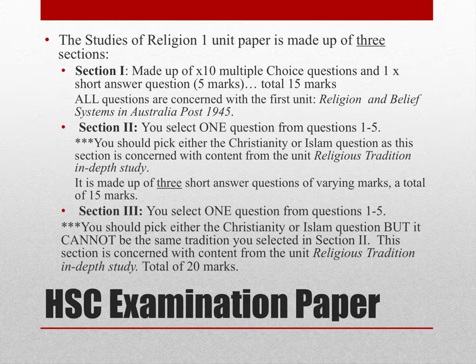Following this is section 3, where you, again, like section 2, select 1 question from questions 1 to 5. Section 3 is an extended response question. Like section 2, you need to pick either Christianity or Islam. Again, disregard the other religious traditions because we have not studied them. You do, however, need to remember that if you chose Islam for section 2, you must do Christianity for section 3, and vice versa. You cannot complete written responses on the same tradition for both section 2 and section 3. Section 3, because it's an extended response question, is worth a total of 20 marks.